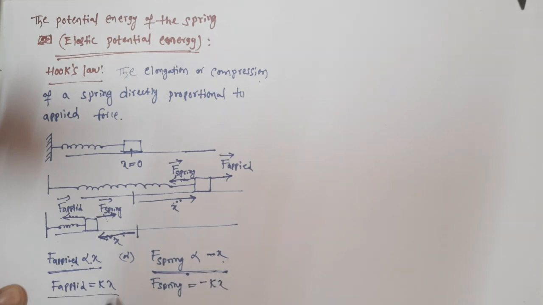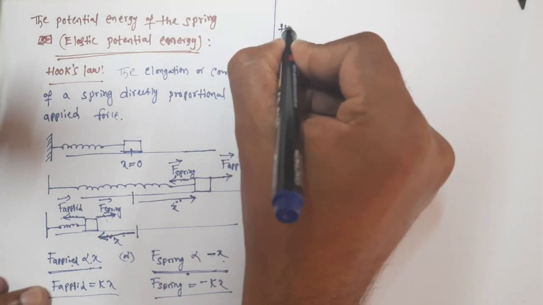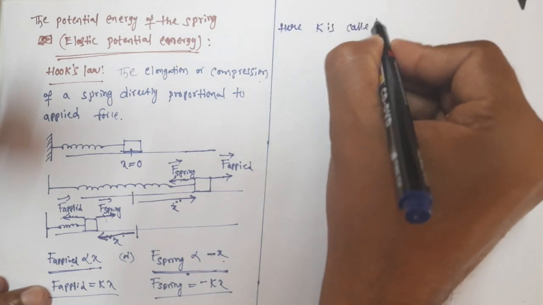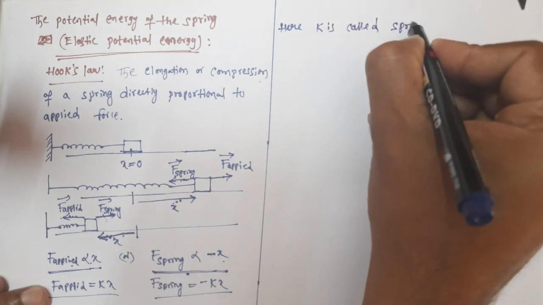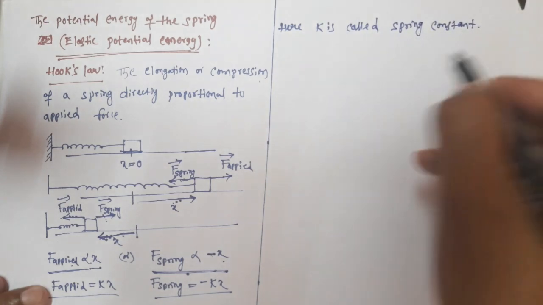Don't get confused. Sometimes we write F equal to Kx, sometimes F equal to minus Kx. If we write Kx, that means the force is the applied force. If we write F equal to minus Kx, that force is restoring force or spring force. Hope you understand this one. Yes, here K is called spring constant.